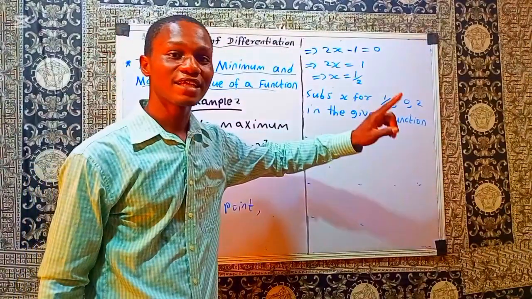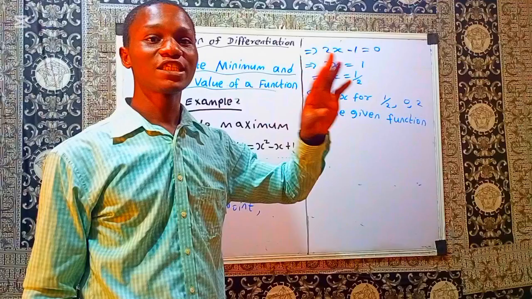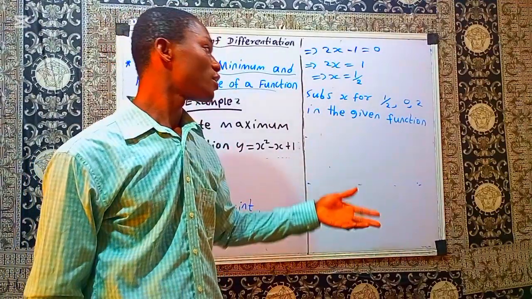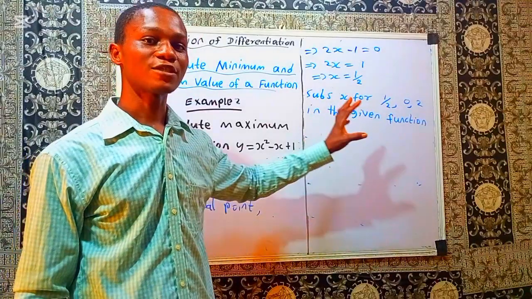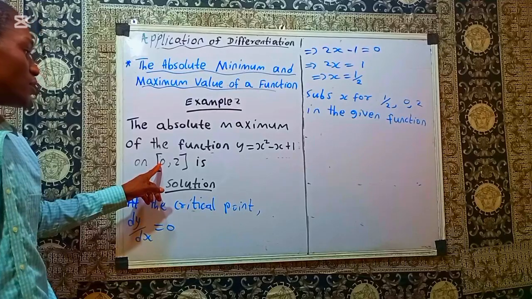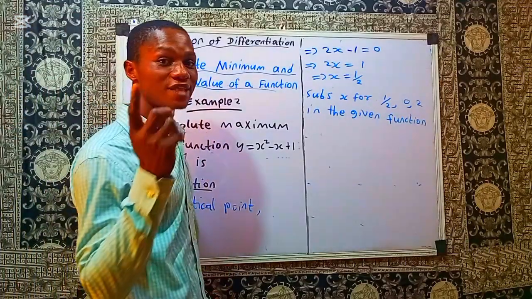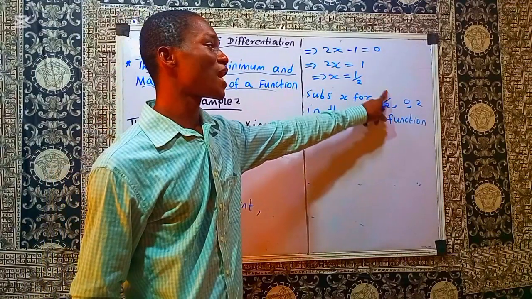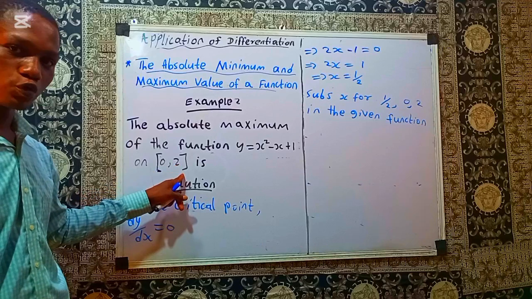After getting the critical point, you substitute the critical points. If the critical points are 2, you substitute them. If the critical point is 1, you substitute. If the critical points are 3, you substitute. You substitute all of them. Then after substituting the critical points, you also substitute the endpoints of the interval. The endpoints of this interval are 0 and 2. So the critical point I got is half, and I will substitute x for half and also x for the endpoints 0 and 2.